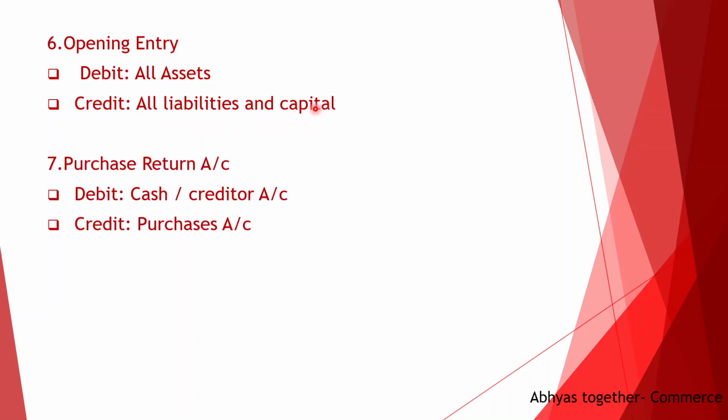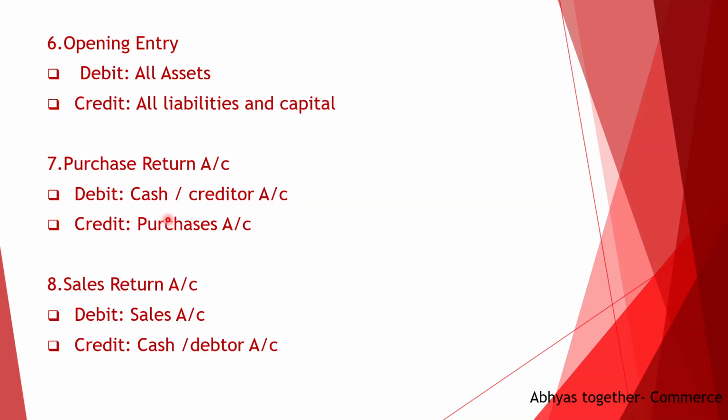Then purchase return. Suppose now I have purchased something, but it is damaged or something happened that is not up to the mark. Now what I need to do, I'll just return it, right? I'm purchasing and returning it. So it will be exactly opposite to the purchase entry. In purchase we have debited the purchase account and credited the cash account. But here we will debit the cash account and credit the purchases account. Similarly, if the purchase is on a credit basis, I didn't pay money yet, then I will debit the creditor account. Whoever is selling to me, I will debit his account and credit the purchases account.